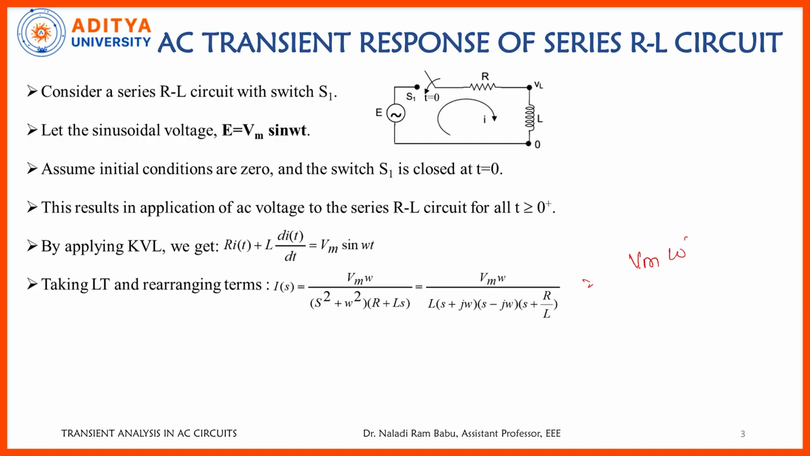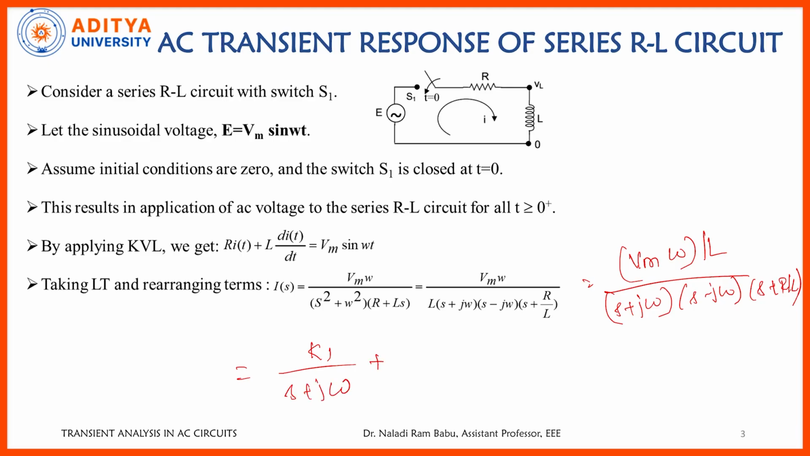Vm omega by L whole divided by S plus j omega, S minus j omega, S plus R by L. So now here what I am doing is K1 by S plus j omega plus K2 by S minus j omega plus K3 by S plus R by L. Okay. Now I have done this part. Now I am doing the variable separable method to solve the values of K1, K2 and K3.